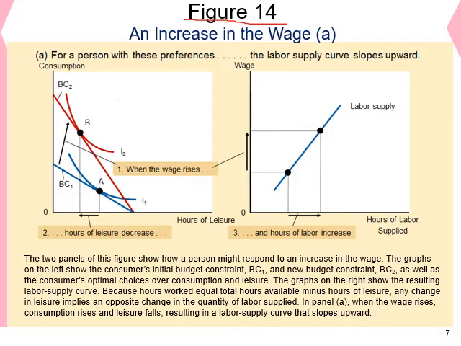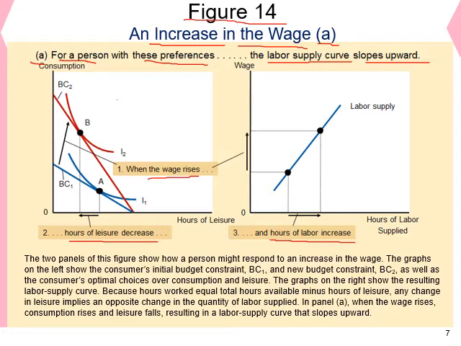Figure 14 displays an increase in the wage. In panel A, we summarize a person with these preferences. When the wage rises, the hours of leisure decrease and the hours of labor increase, and this will lead to a supply curve which is going to be upward sloping, with a positive slope.